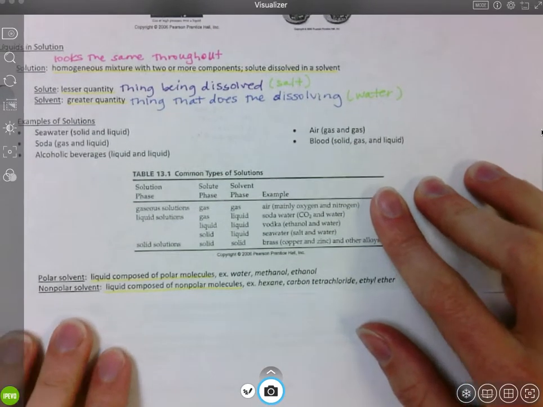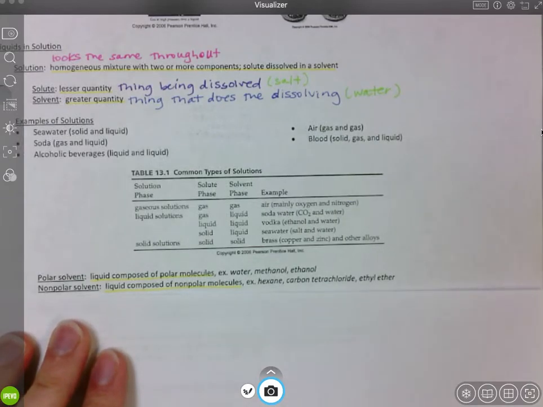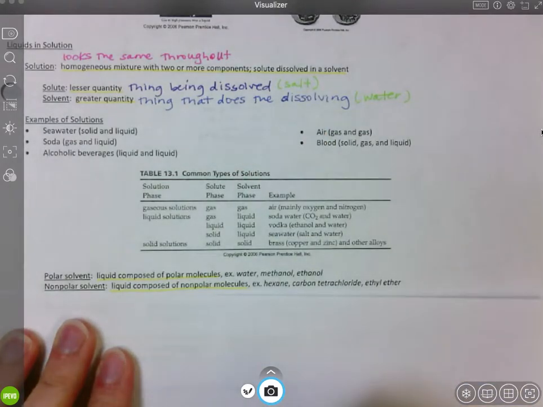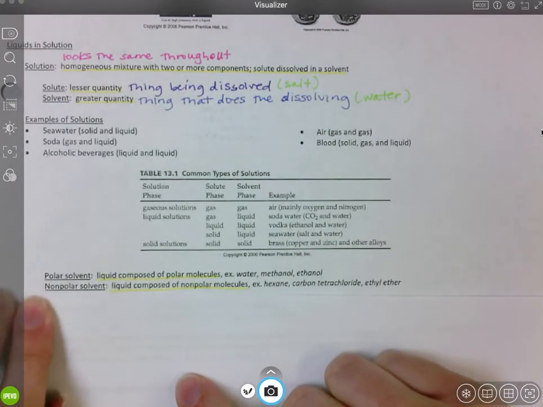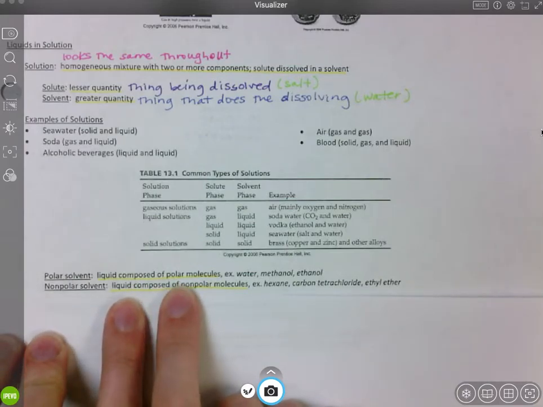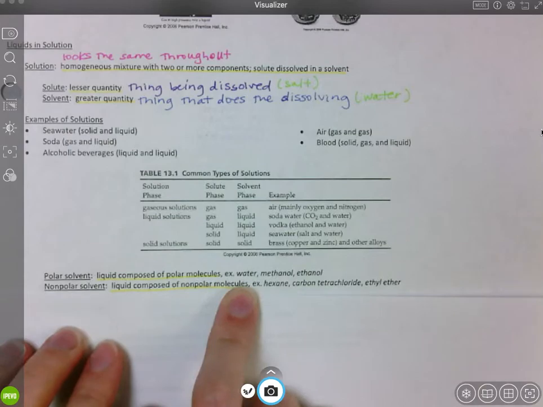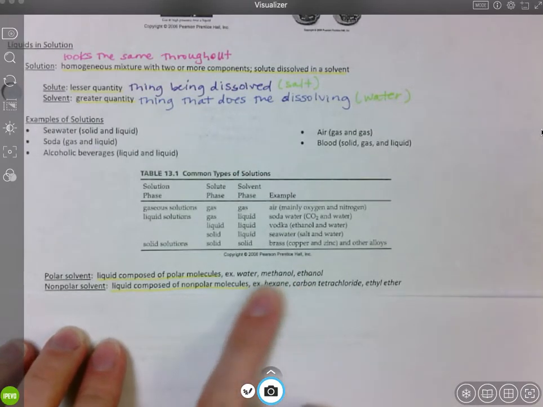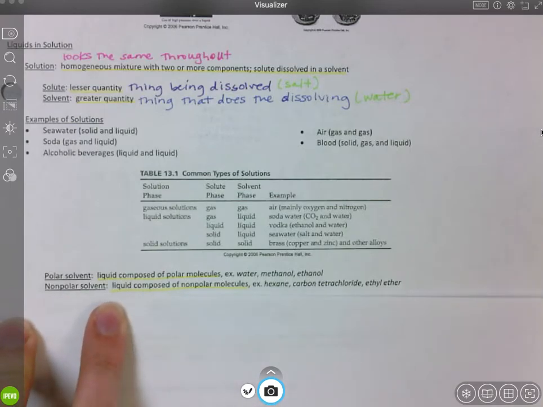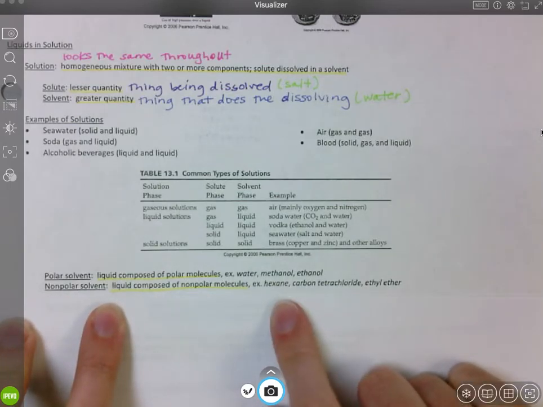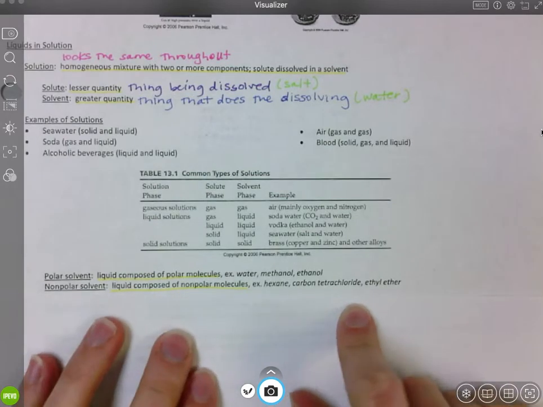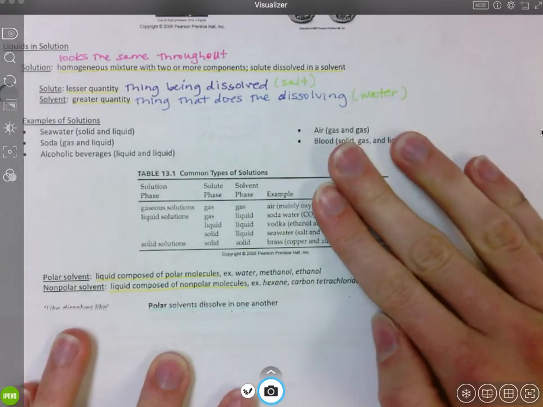Okay, next we're talking about types of solvents that we're going to see. Again, solvents are a greater quantity, typically our thing that does the dissolving. We have polar and nonpolar solvents. If it's a polar solvent, we're going to be composed of polar molecules. Totally makes sense. Water's polar, methanol's polar, ethanol's polar. Those are your examples. Non-polar solvents are liquids composed of non-polar molecules. So hexane, carbon tetrachloride, ethyl ether, those are non-polar molecules. So they would make up a non-polar solvent.